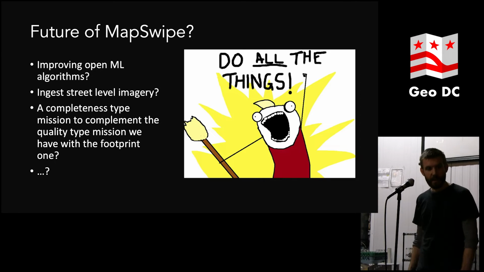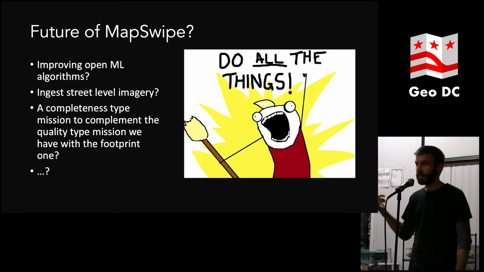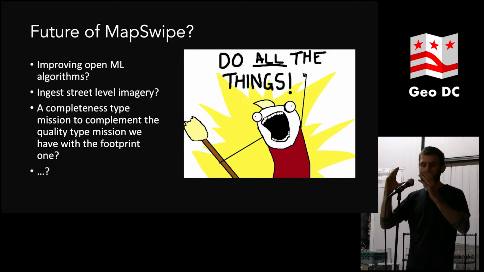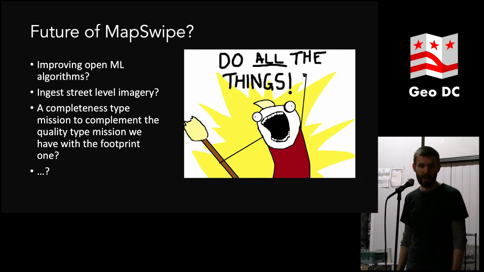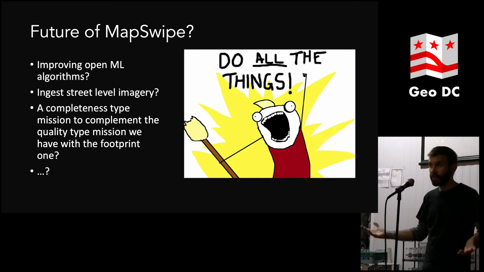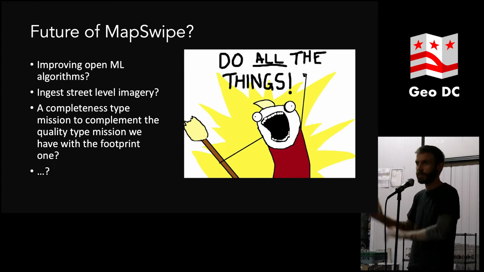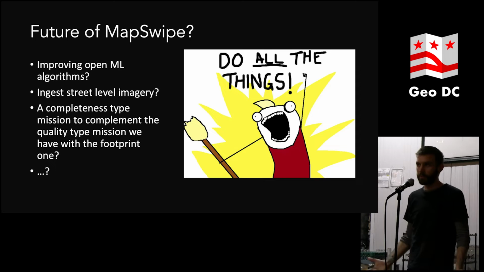We have that quality type mission where we're looking at features one at a time. Maybe we can also have a completeness type mission where we're not looking just at what's already there, but how full the coverage is. And also other ideas, like anybody with an interesting idea for how to use this kind of screen by screen platform and the crowd to improve geospatial data in OpenStreetMap, we'd love to hear it.